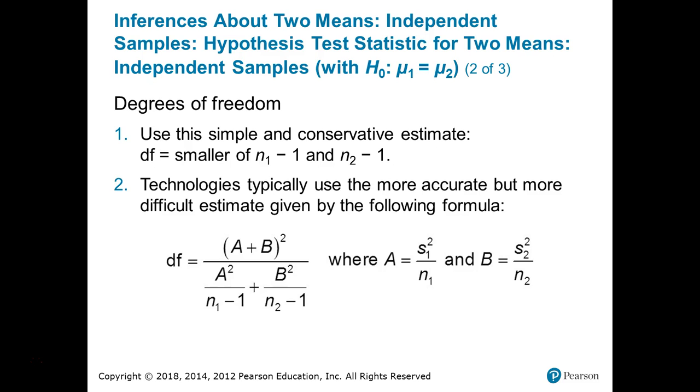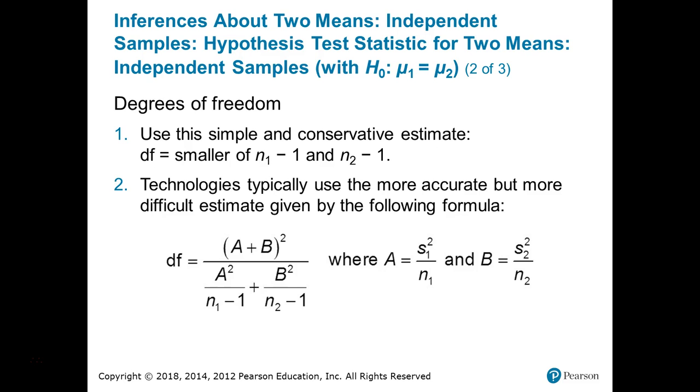Now degrees of freedom. Use the simple and conservative estimate, where the degrees of freedom is n minus 1, and we are working with whichever sample is smaller. So we'll be conservative here. If you have two samples, one sample has 10 and the other sample has 20, when we're using that chart for the degrees of freedom, you use the one that's smaller. So in the example I just provided, you would use the one with 10 data points.